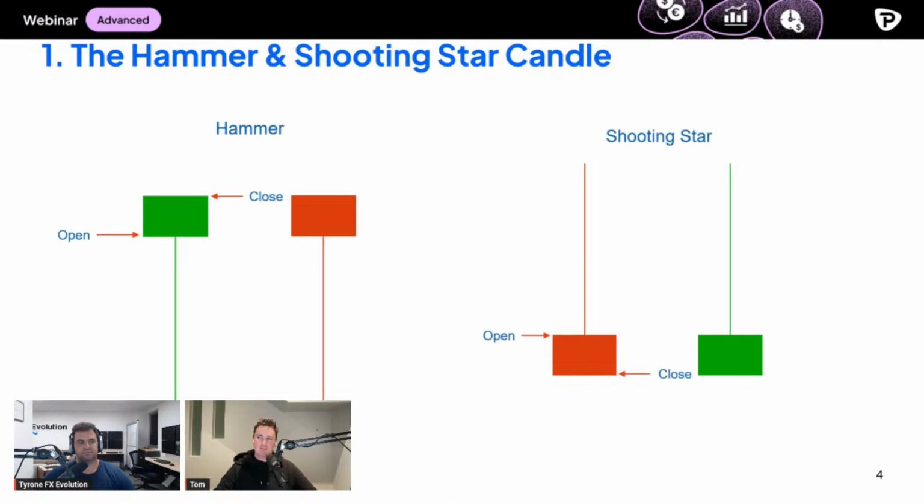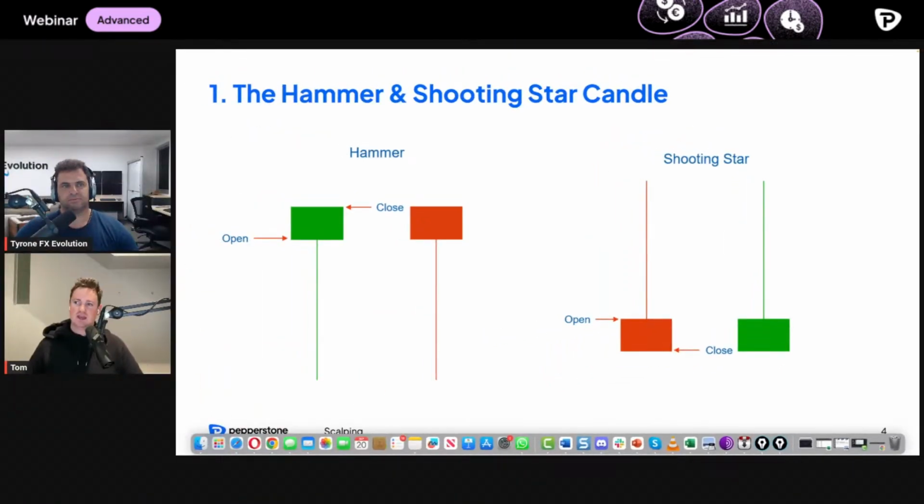Well, this is the one that most people come and learn about. It is probably the most common, I would say, in terms of candlestick patterns: the hammer and the shooting star candle. Ty, did we learn about this pretty much as our first candle? I feel like we did. They were very first and foremost in our trading journey.